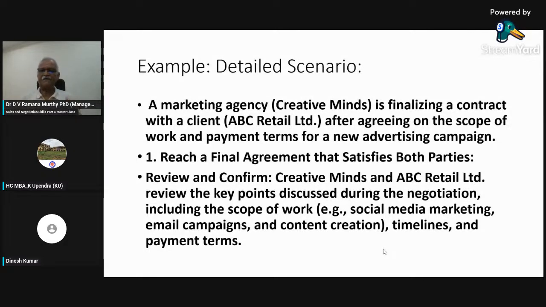ABC Retail Limited has a mall or retail outlets, and it is an advertising issue related to them. After agreeing on the scope of work and payment terms for a new advertisement campaign, the marketing agency has to suggest a new advertising campaign for a retail outlet like ABC Retail Limited. So the first step, I have already told you, is to reach a final agreement that satisfies both the parties.